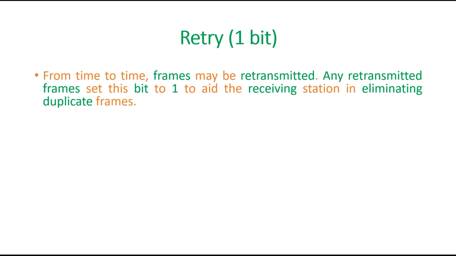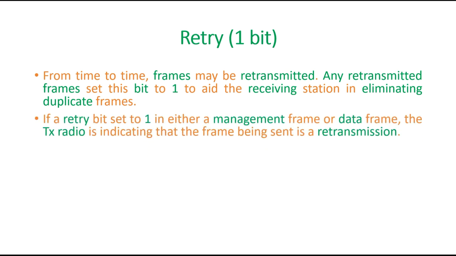Then the retry bit. From time to time, frames may be retransmitted. Any retransmitted frame sets this bit to 1 to let the receiving station know, to help it in eliminating duplicate frames. The main purpose of setting this bit to 1 is that whenever a receiving station notices that it's set to 1, it has to eliminate all the duplicate frames.